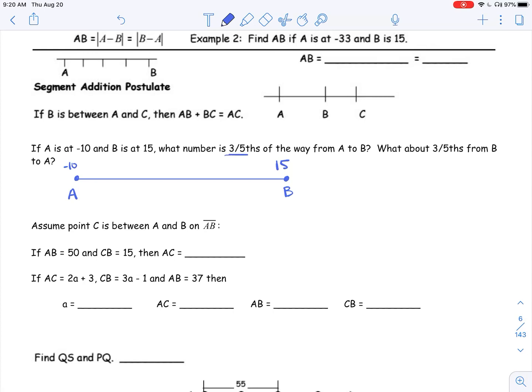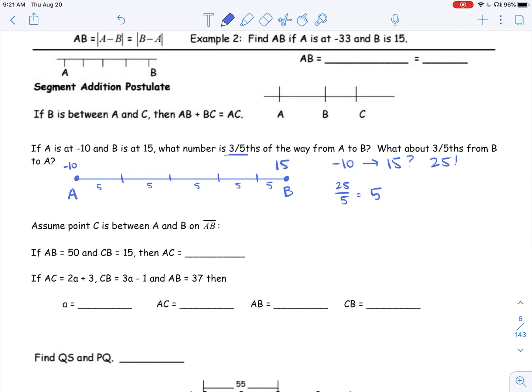What number is 3/5 of the way from A to B? Well, the first thing that we want to do is look at the distance of the entire piece. So how far is it from -10 all the way to 15? And the answer to that is 25. And we're going to cut that into fifths. So if I do 25 divided by 5, that means I have 5 equal sections with all a value of 5. So I'm going to see if I can mark this out. 1, 2, 3, 4. Close enough. Each of these is going to have a value of 5.